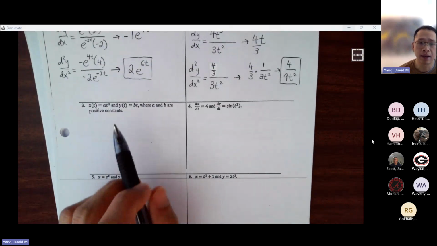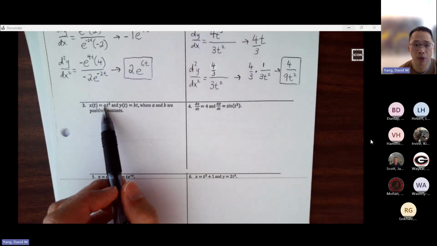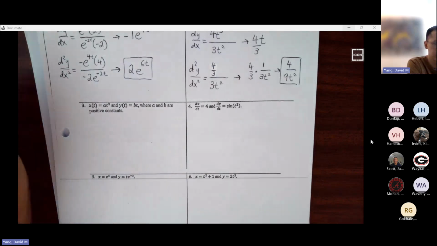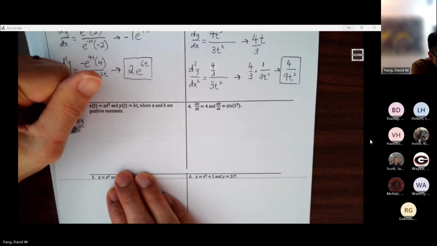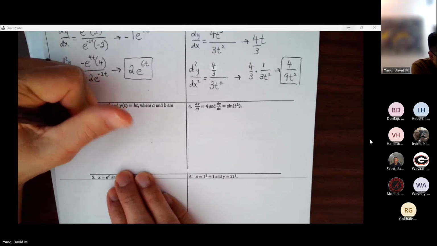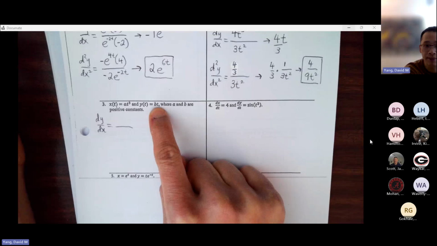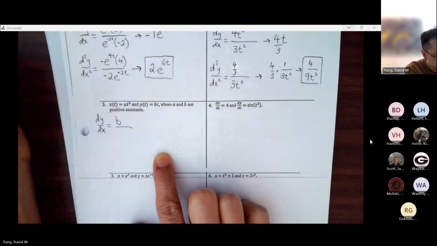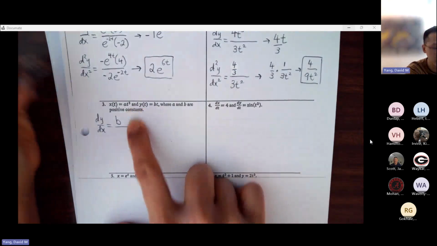Number three, think of A and B as numeric values. Like imagine A was like 4 or imagine B was like 5. We're just going to treat them like constants. Okay. So BT's derivative is just B. Imagine this is 5T, right? 5T will just become 5. So BT would just become B. AT cubed would be 3AT squared.